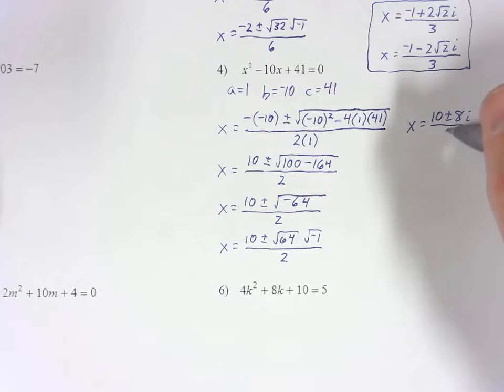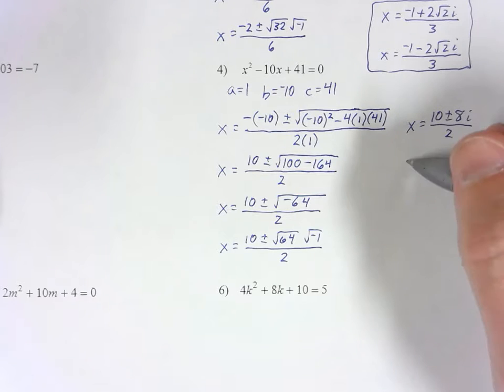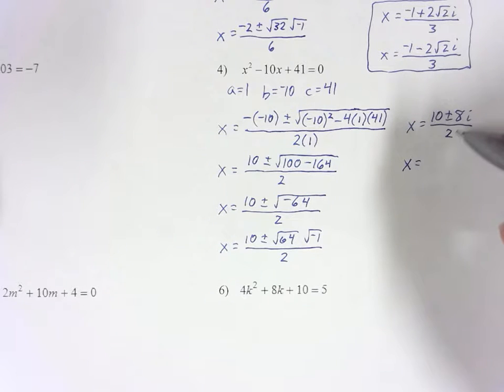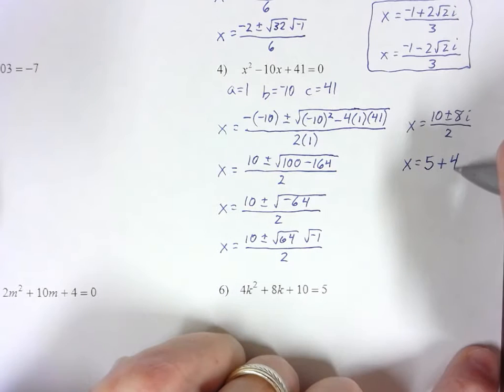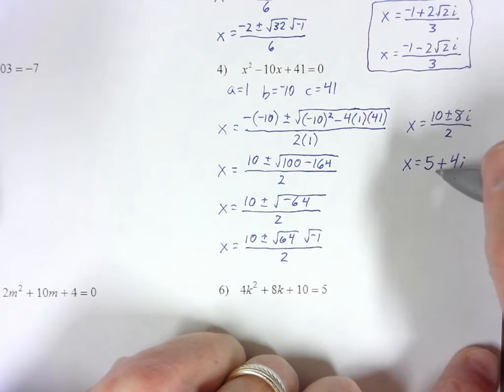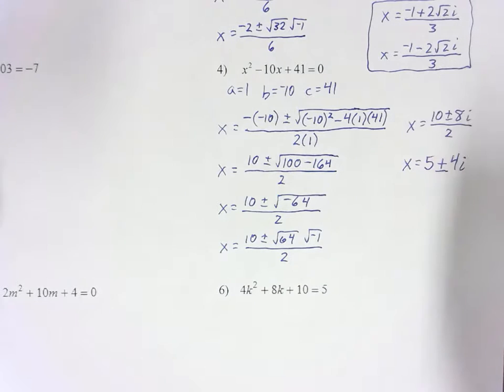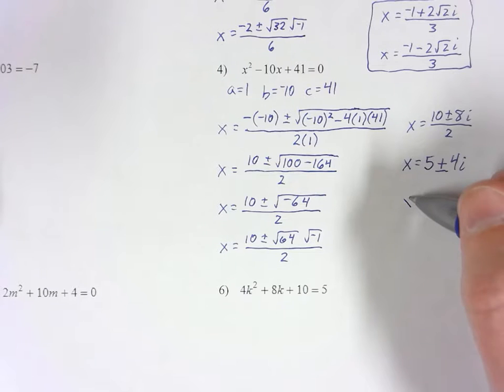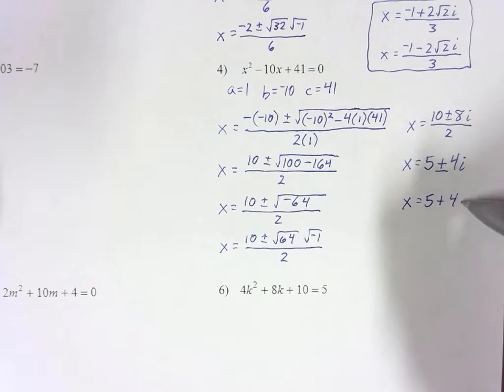And so now 10, 8, and 2, those numbers can all be divided by 2. And so on the bottom I'm going to get 1, so my denominator is really going to disappear. So I'm doing 10 divided by 2 and 8 divided by 2. That was plus or minus. So my final answer, 5 plus or minus 4i, or if we want to separate those, 5 plus 4i is one solution, and 5 minus 4i is the other solution.